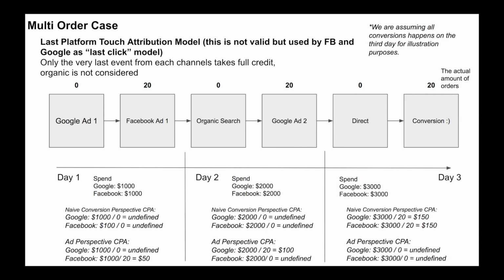So day 1, Google Ad 1 took no credit because of the nature of last touch. Only Facebook took credit, and you spent 1,000 on Facebook, so you get 50 CPA there. And Google Ad 2, because it happened on day 2, is computed onto Google. So you get 2,000 divided by 20, and your CPA is 100 in ad perspective. Day 3, once again, in ad perspective, ads were not delivered on day 3, so you get no attribution at all on day 3. Everything else is undefined because it would just be divided by 0.